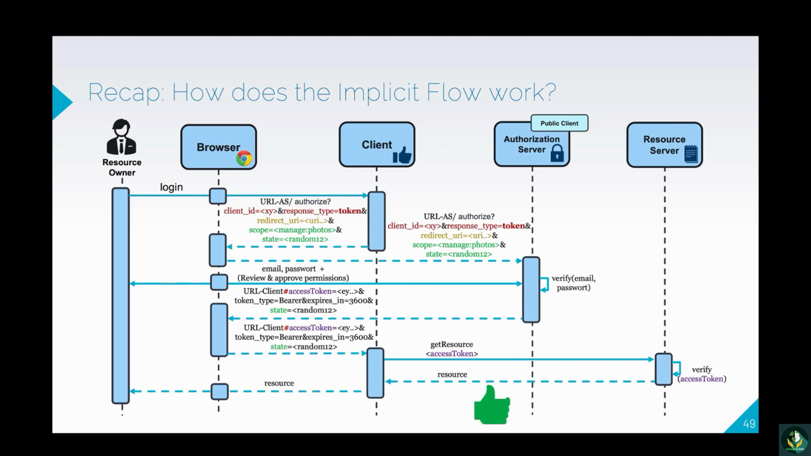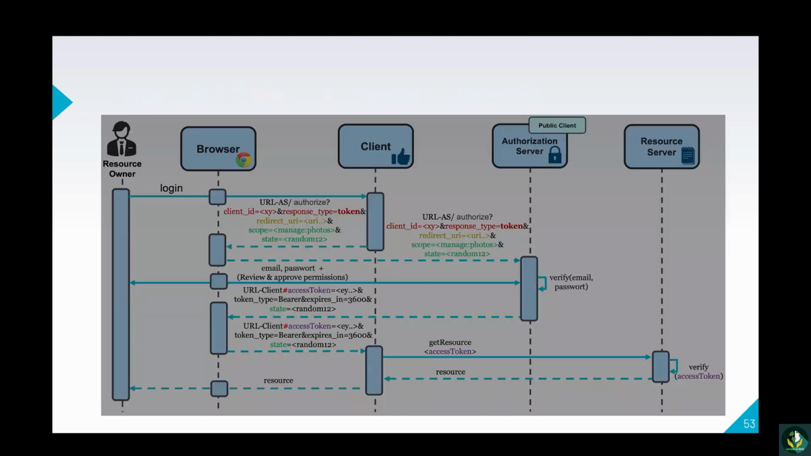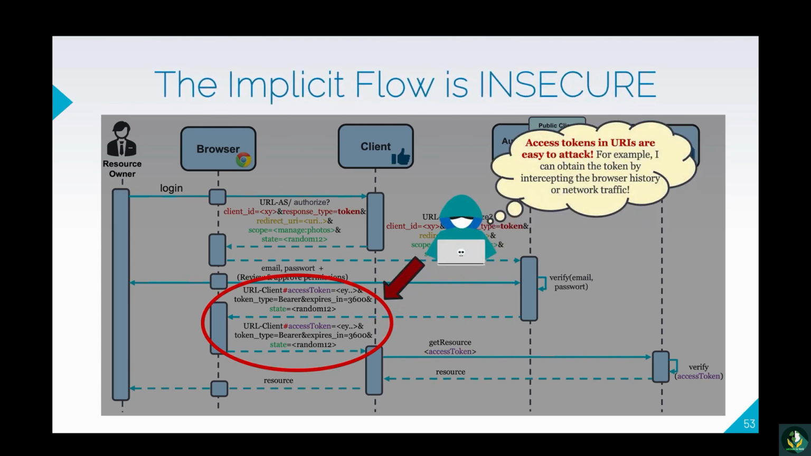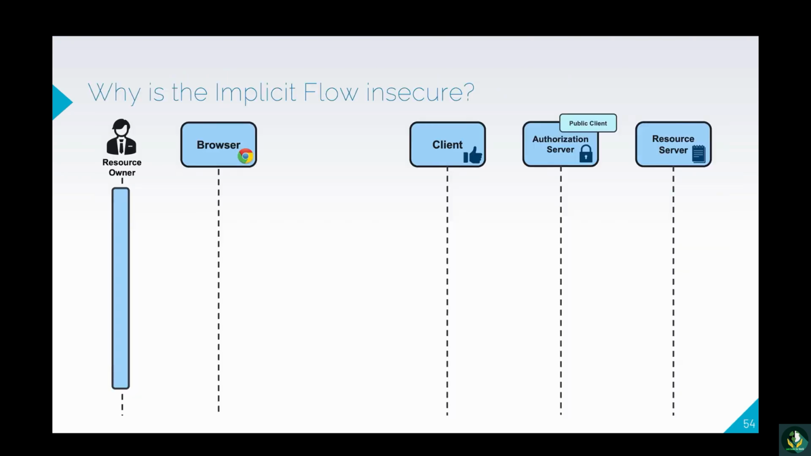Up until now, everything seems perfect, right? However, if we take a closer look at the response URI and see how the access token is passed to the client as a fragment identifier in the URI, we notice a serious risk. Access tokens in URIs are vulnerable to attacks. For example, an attacker could obtain an access token by intercepting browser history or network traffic. Let's understand this risk better by going through the following short scenario.